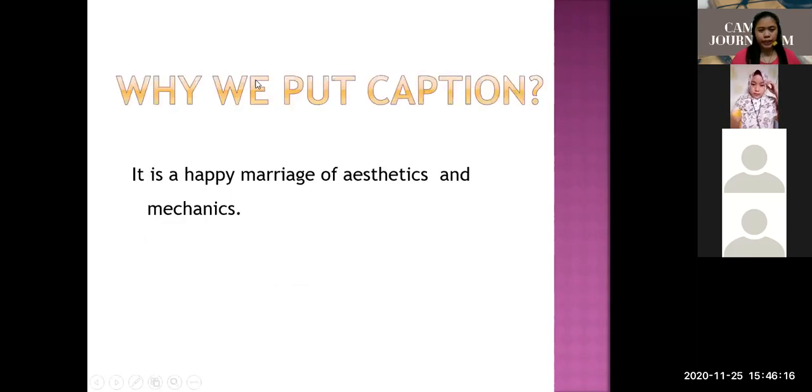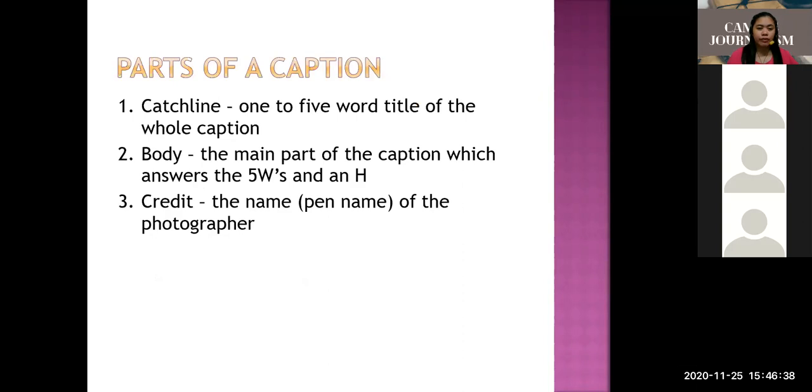Okay, so why do we put captions? It's like a happy marriage of aesthetics and mechanics. If your photograph is the aesthetics, the beauty in your article, then the caption is the mechanics. The most important part, compulsory, but not necessarily required by the reader. So there are parts of a caption. The first one is the catch line.